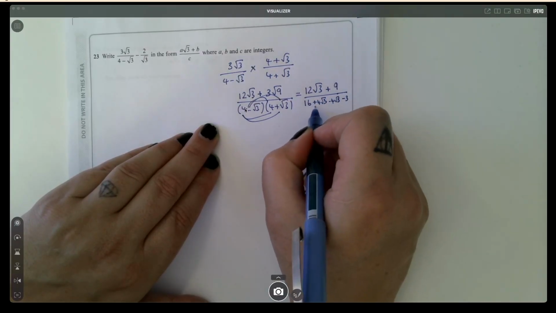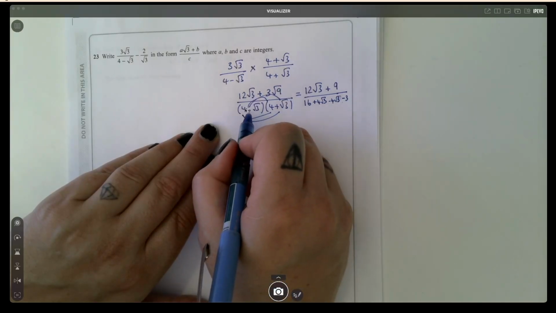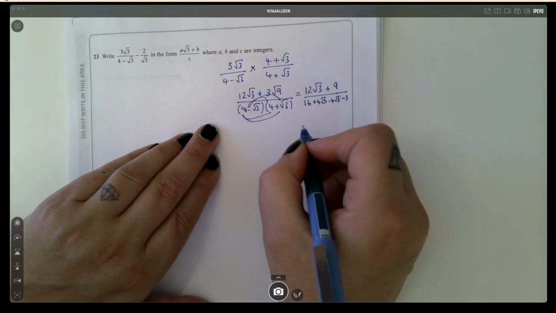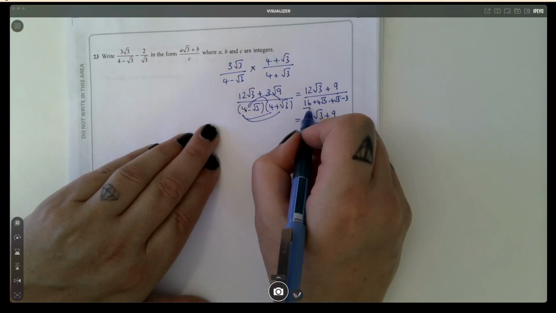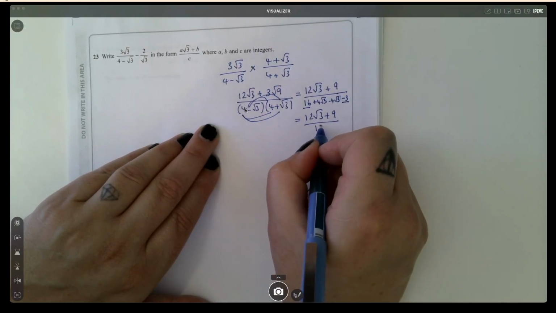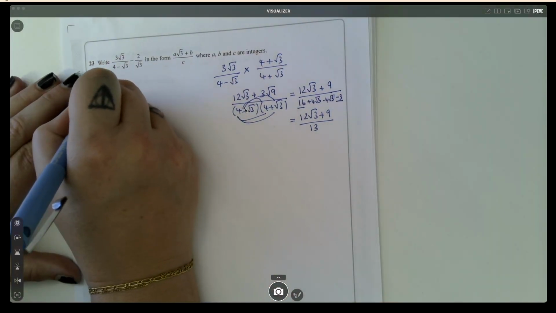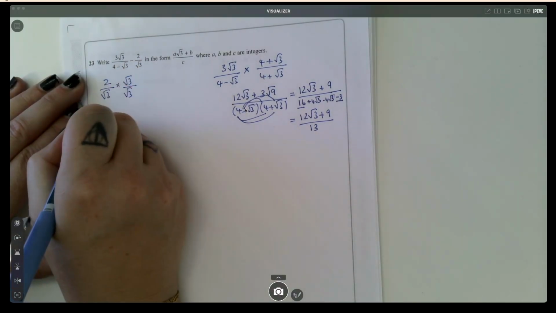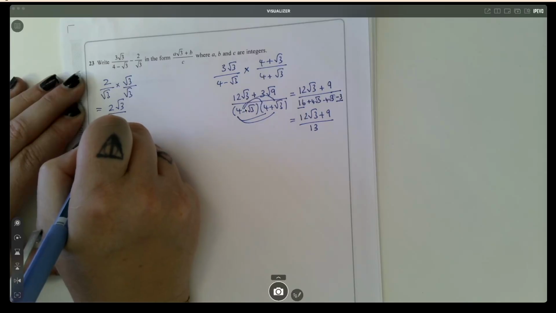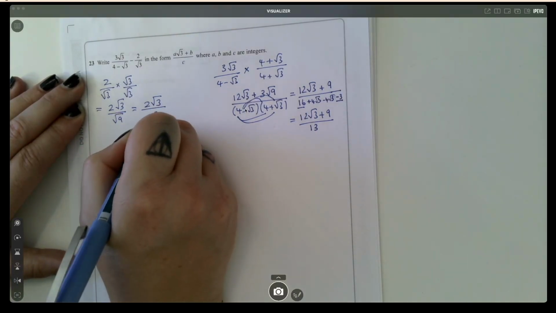This is what we wanted. We wanted those terms to cancel out at the bottom to rationalise it, hence the opposite sign being used here. So this is 12 root 3 add 9 over 16 subtract 3, which is 13. I'm going to do the same for 2 over root 3, so let's do that here. So I'm going to multiply numerator and denominator by root 3, so that gives me 2 root 3 over root 9. Root 9 is 3, so it's 2 root 3 over 3.